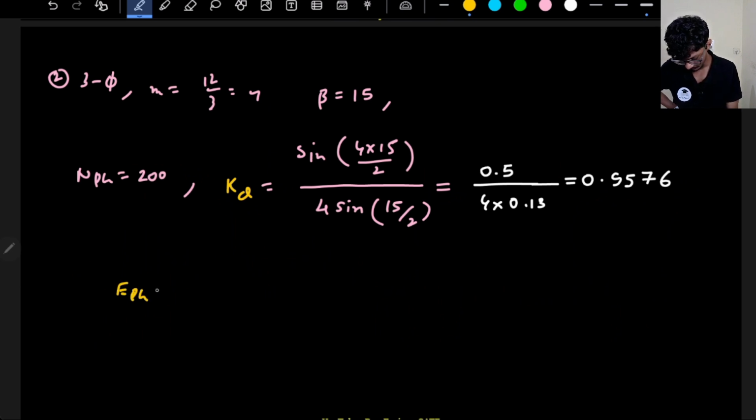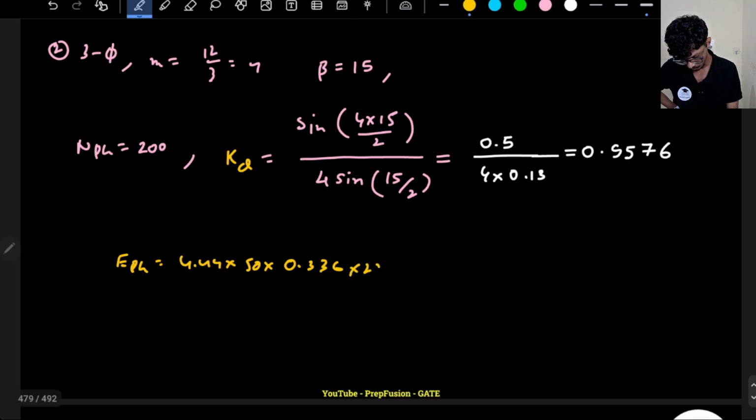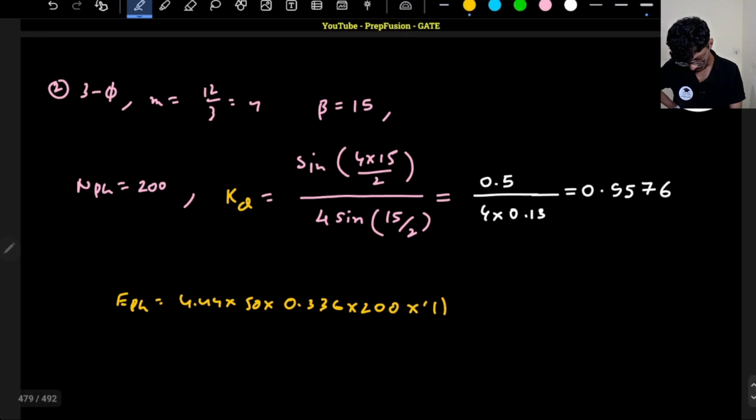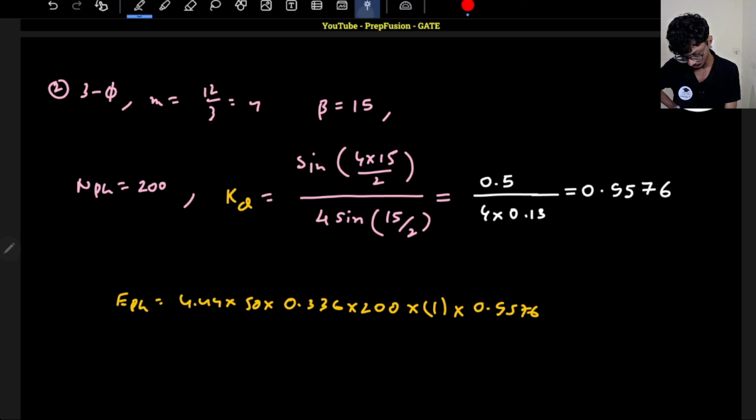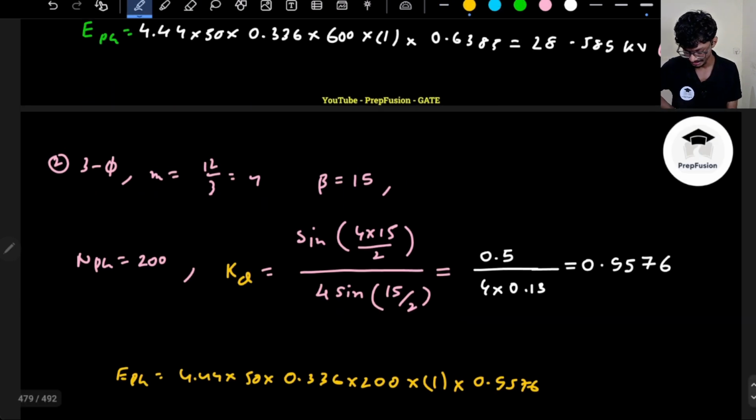Now I can write my E phase, right? E phase will be what? 4.44 into F, that is 50, into 5, that is 0.336, right? 0.336 into N phase, that is 200, into KP is 1 obviously, into KD, that is 0.9576. So this one has improved, but this one has reduced, right? Number of turns per phase. So your voltage also will be overall reduced. So into 200 into 0.336 into 50 into 4.44, it comes out to be around 14.286 kilovolt. This is what your E phase will be when it is three phase balance winding.